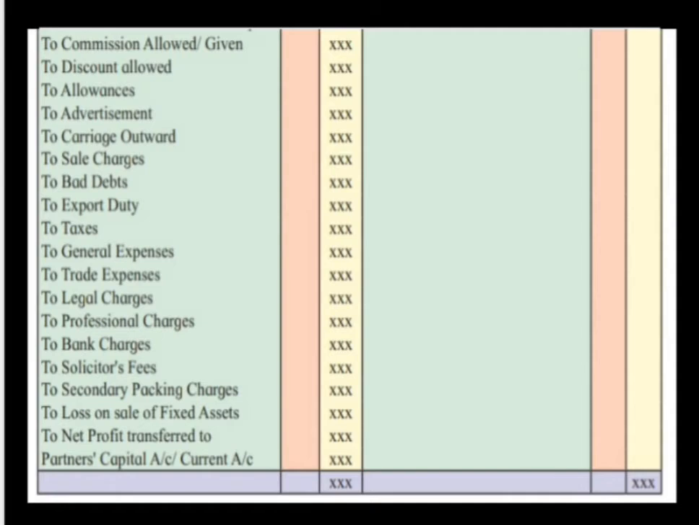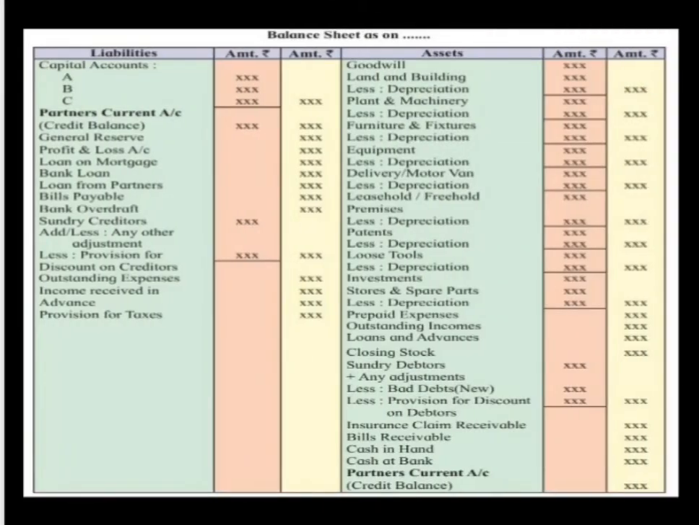And now we will see how it is arrived in a balance sheet. See here, already I explained to you what is balance sheet. Balance sheet is a statement of all the assets and liabilities, and which is prepared as on a particular date, that is as on financial year 31st March.